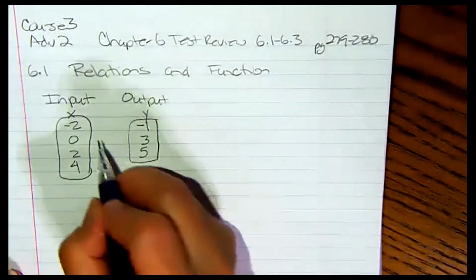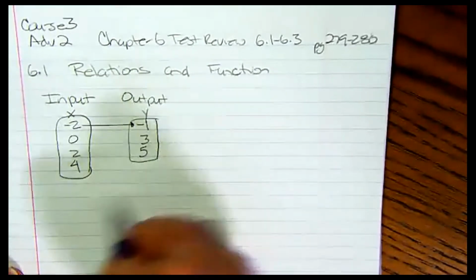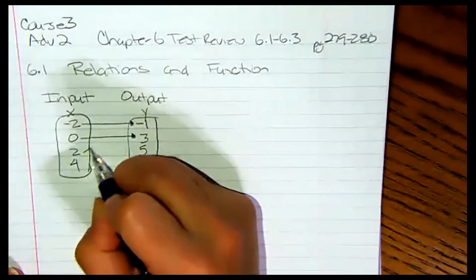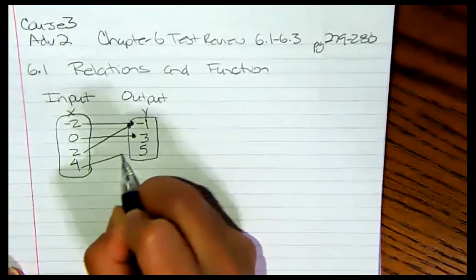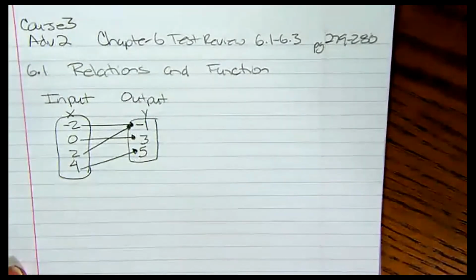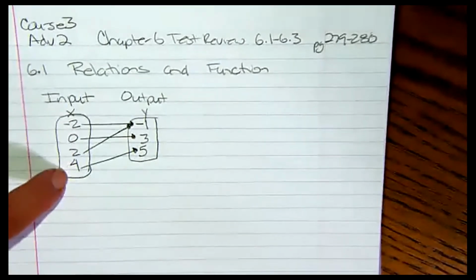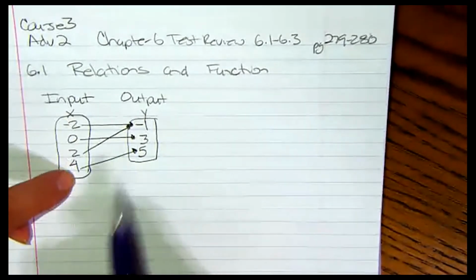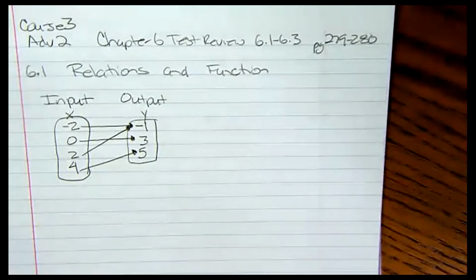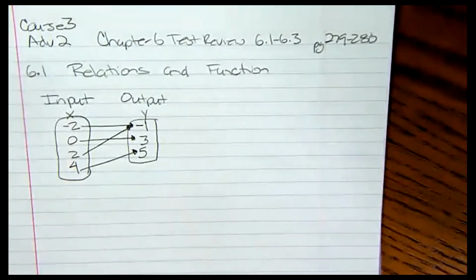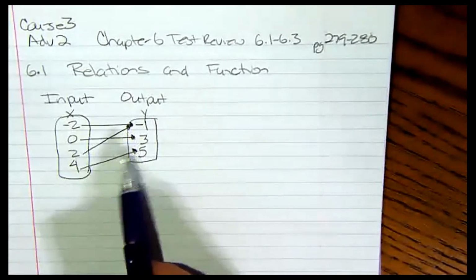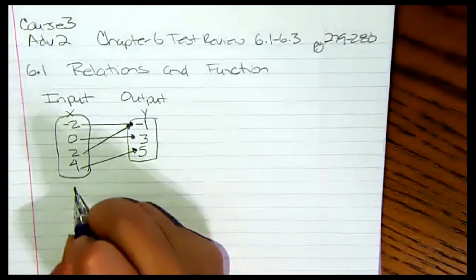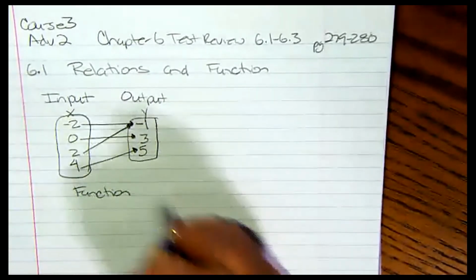And then we use arrows to show which input goes with which output. So in this case, we have 4 inputs, and each input has only one output. And a good way of checking that is we have 4 inputs and we have 4 arrows. 4 inputs and 4 arrows. Therefore, this is a function.